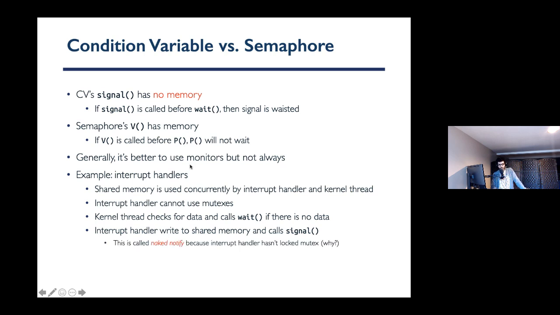So this is one situation that we would actually, oh, by the way, this is called naked notification. When you call signal without holding the mutex, without locking the mutex, it's okay. I mean, it's not okay. You can see why it's not okay, because the signal could get lost. But there is no other option if you want to use condition variables with this interrupt handler, because the interrupt handler cannot lock the mutex. Because the interrupt handler is not a thread to be put to sleep if the mutex is locked.